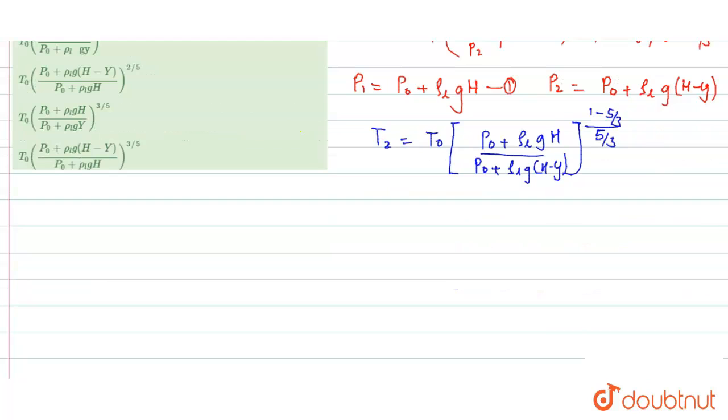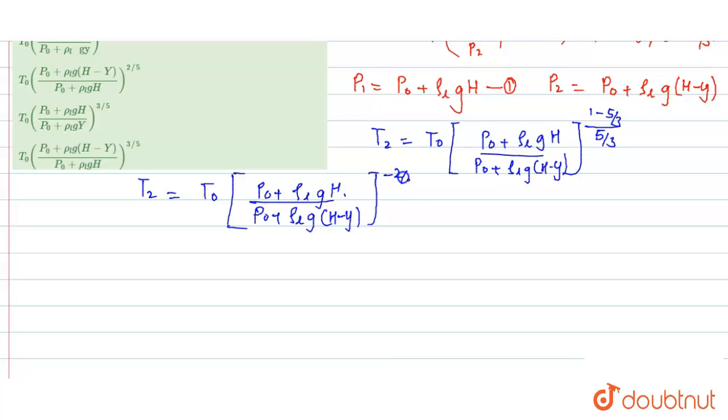Now when you solve this, what you are going to get? You are going to get T2 equals T0. You can take the LCM here, 3 minus 5. So this is minus 2 by 3 and this is 5 by 3, so the 3 will get cancelled. So this is P0 plus rho L G H divided by P0 plus rho L G into H minus Y, to the power minus 2 divided by 5, because in the numerator it will be minus 2 by 3 and in the denominator it will be 5 by 3. So 3 will get cancelled from the denominators and this will be minus 2 by 5.